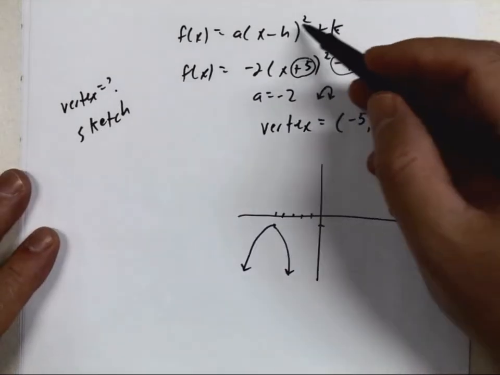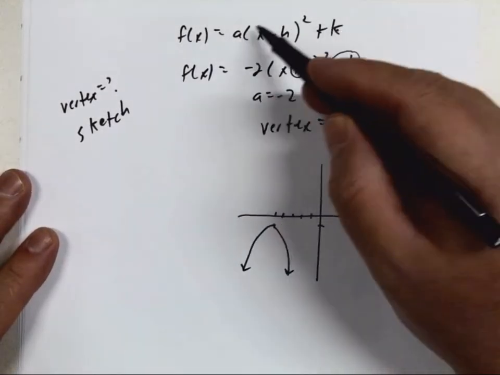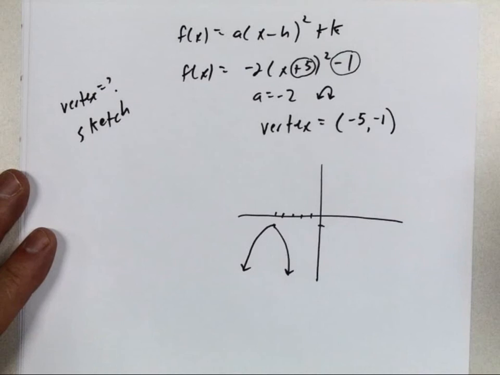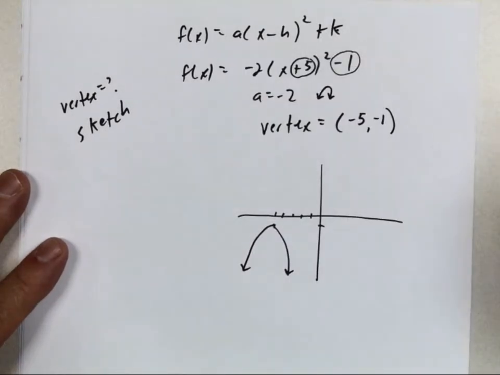All right, so you're going to see some problems in this form, and it makes it pretty easy actually to figure out the vertex, but at first it can be a little confusing.